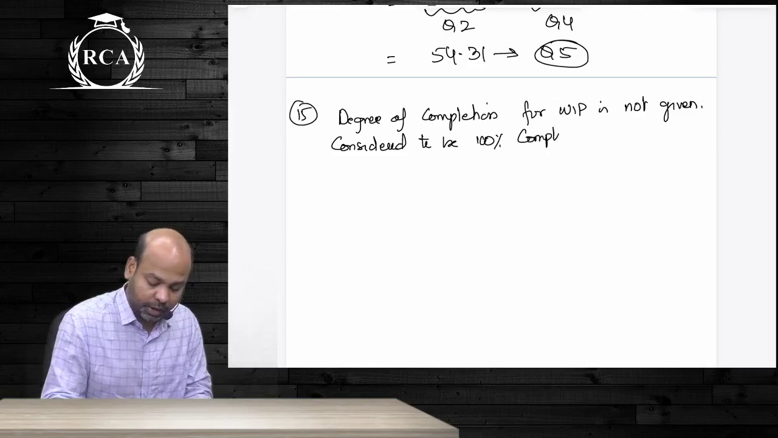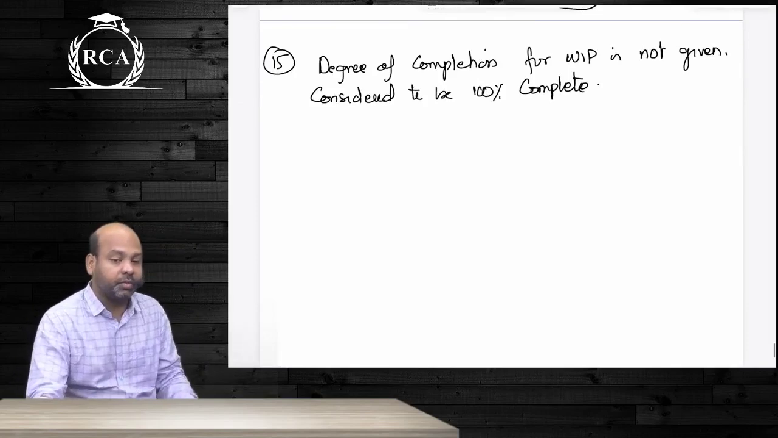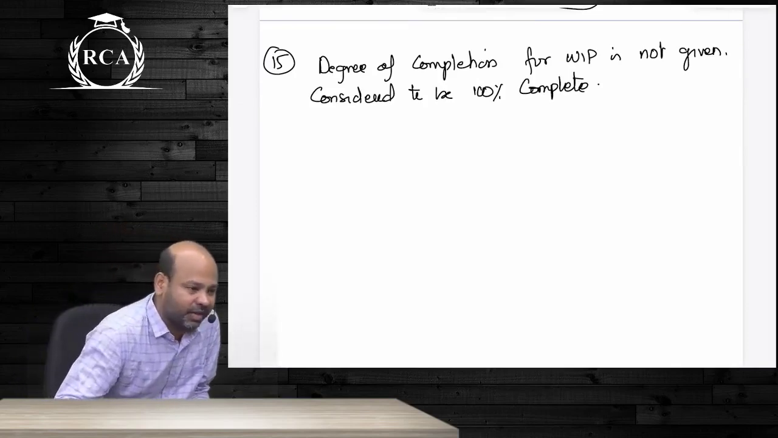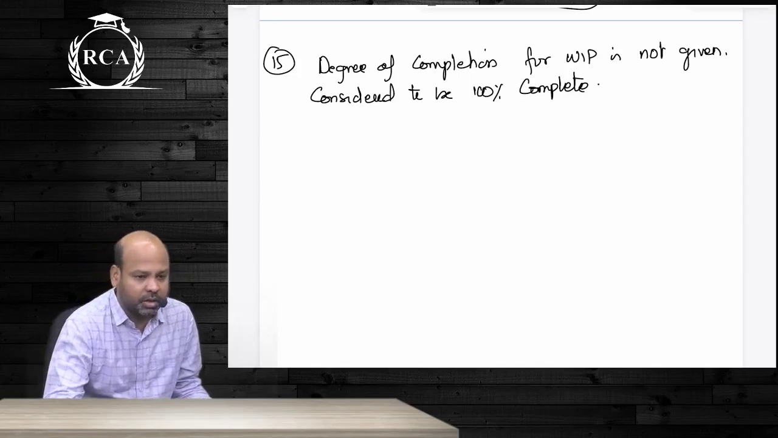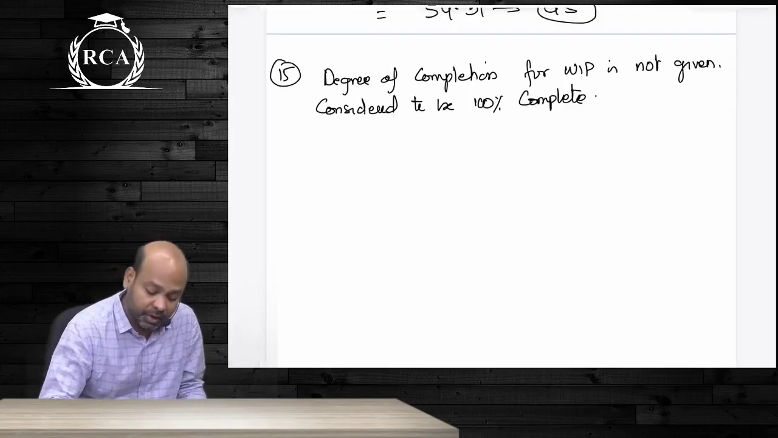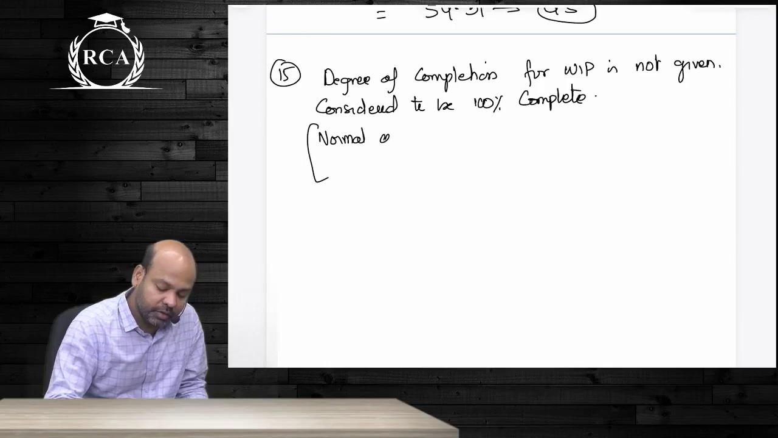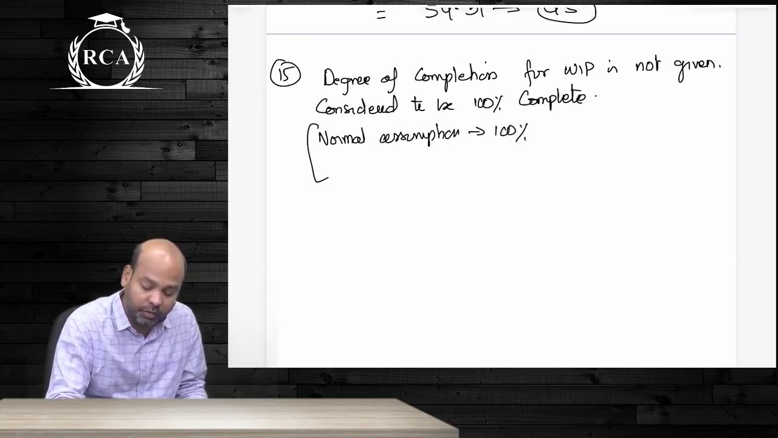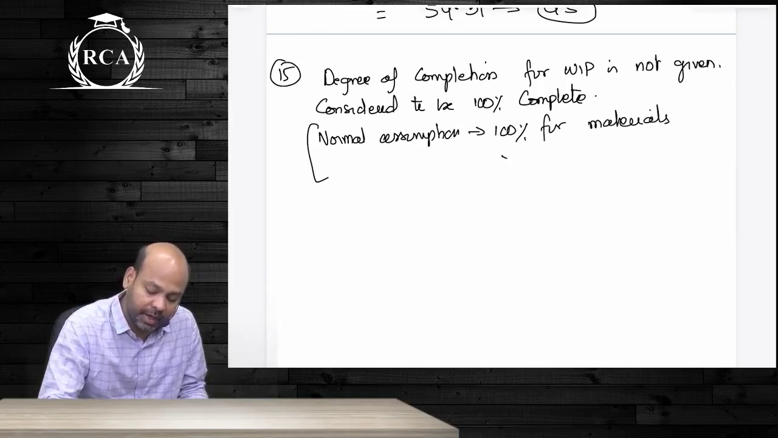We do not do that in normal questions. When nothing is given, we normally assume that the degree of completion for materials is 100% and for other expenses it is 50%. Normally, the correct assumption is always to take 100% for materials and 50%. If you want to write that too, write it. Normal assumption is always this, so that there is no confusion later when you combine chapters. It is 100% for materials and 50% for conversion cost.